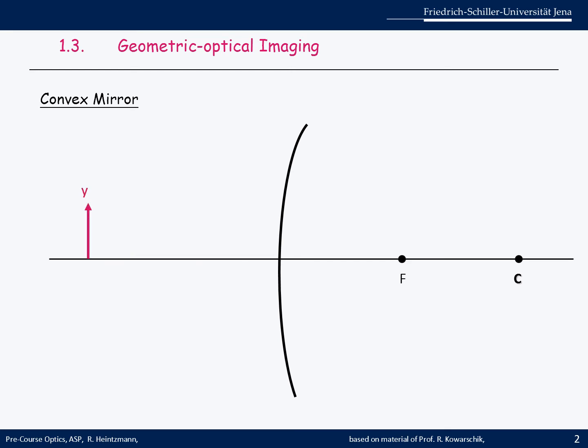We have a convex mirror. We put an object, for example, here. What are the rules there? We have a parallel ray. It will be reflected as if it was coming from the focal point here. So we have to draw it like this.